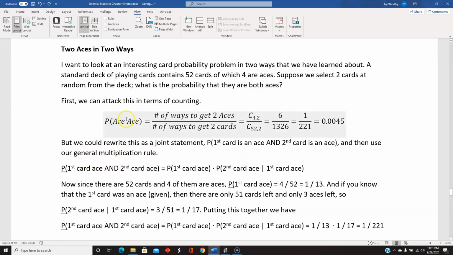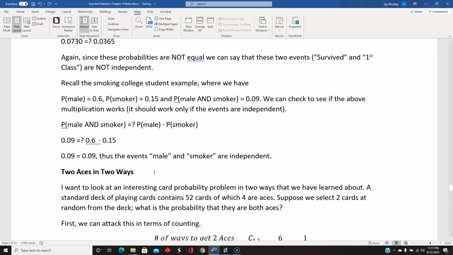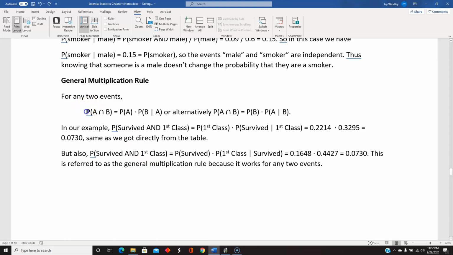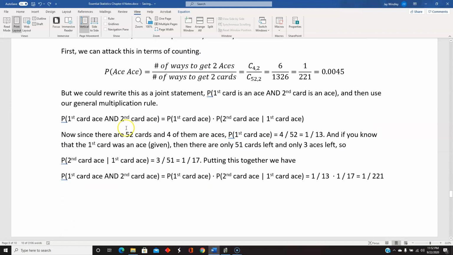Let's rewrite this as a joint probability statement. What's the probability that the first card is an ace and the second card is an ace? Using the general multiplication rule, the probability that the first card is an ace and the second card is an ace is the probability that the first card is an ace times the probability that the second card is an ace, given that you know the first card was an ace.